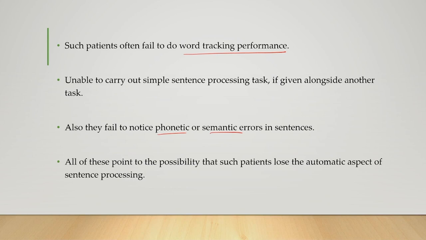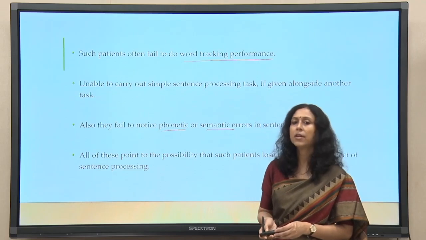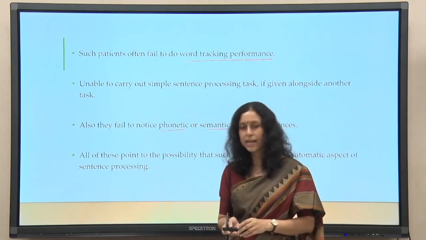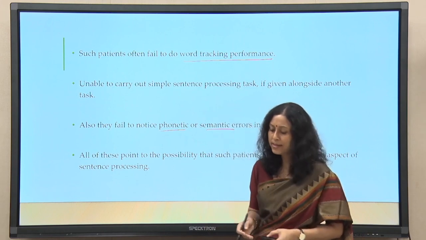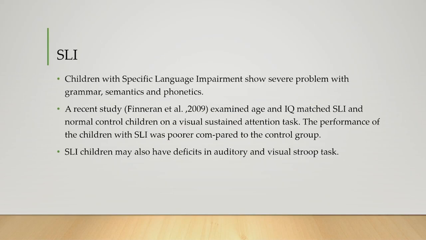What happens basically is that because of the neurodegeneration in those areas, they even lose the automatic aspect, because before 200 milliseconds you cannot have a voluntary reaction. These are understood to be automatic, but in this case they lose even that, because they fail to notice phonetic and semantic errors in sentences, and word tracking performance is also affected.